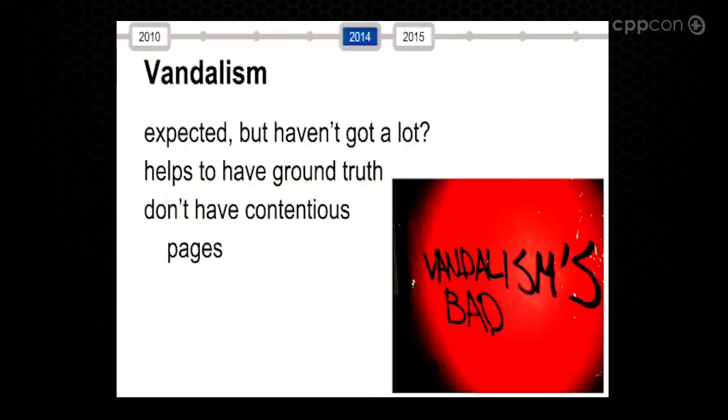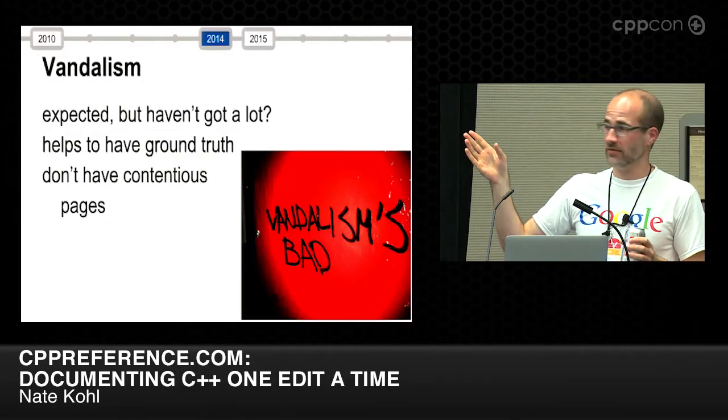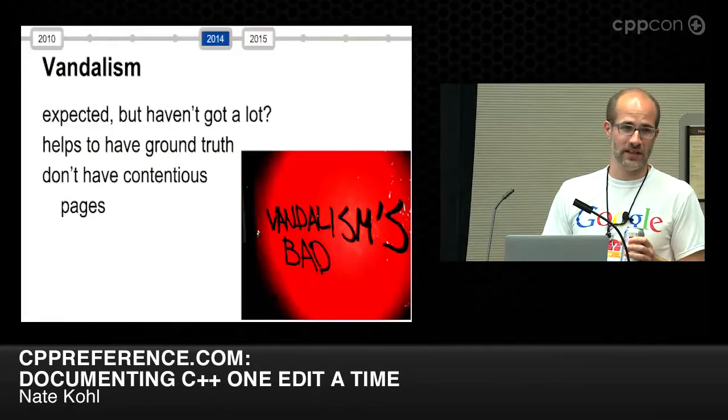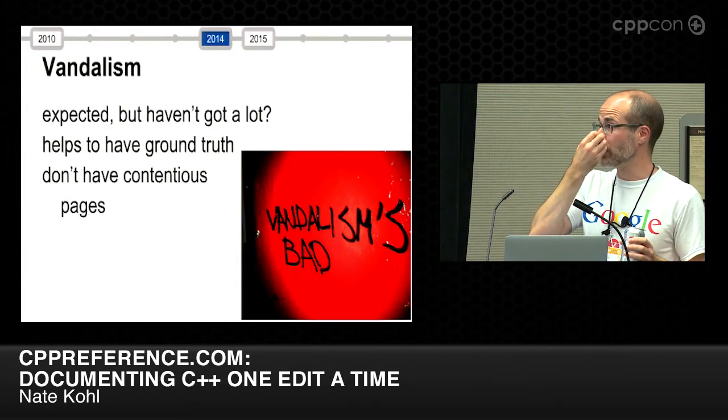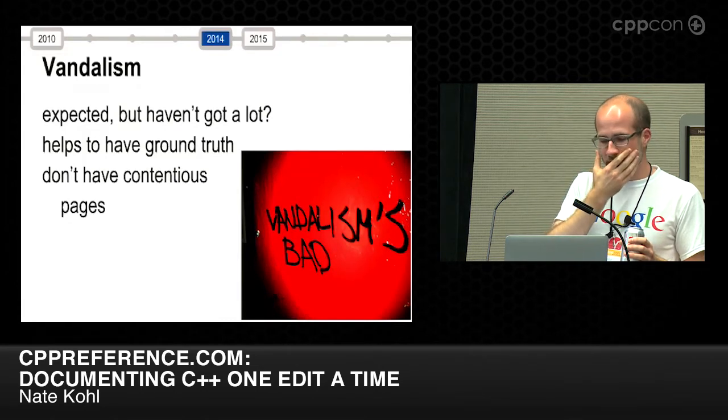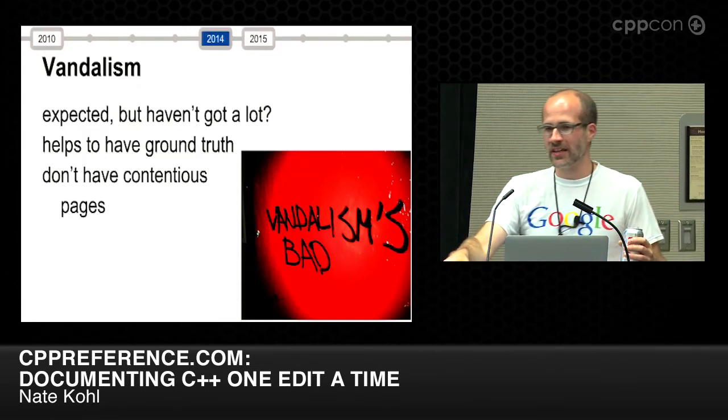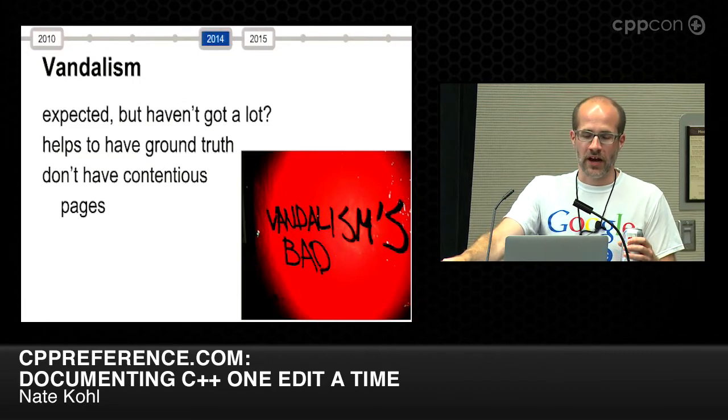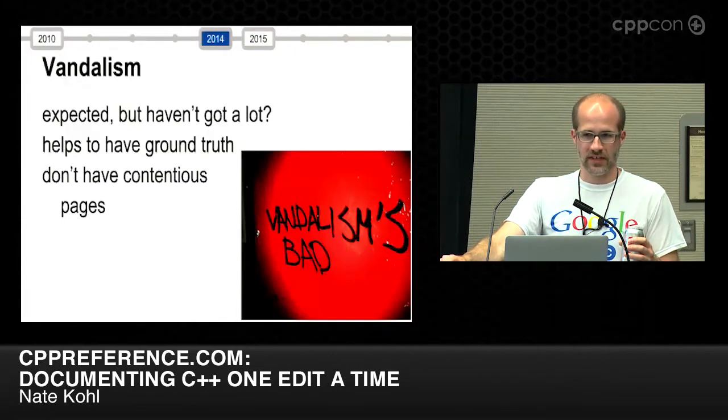Vandalism was really interesting. When I first set up the DokuWiki version of the site, I totally expected that we would have tons of problems with vandalism. There would be stupid kids putting up jokes about stupid kid things, and it would be a huge problem. But for whatever reason, and I still don't know exactly why, vandalism has really not been a problem. I think perhaps we don't have contentious types of pages, like there's no W. Bush page on CppReference that you might have people arguing back and forth about, or there's also ground truth, like there's kind of an appeal to authority.